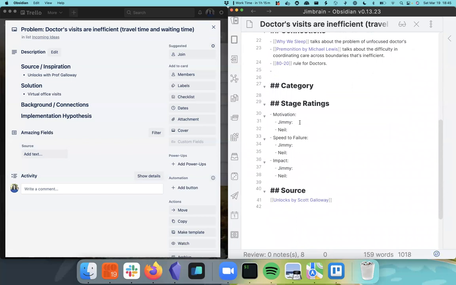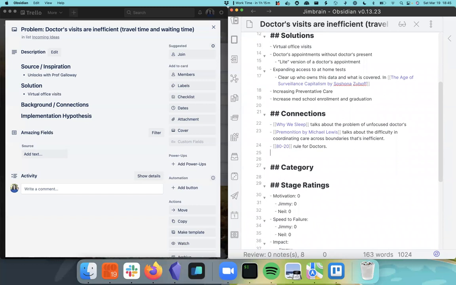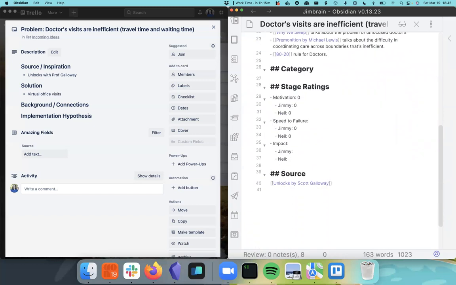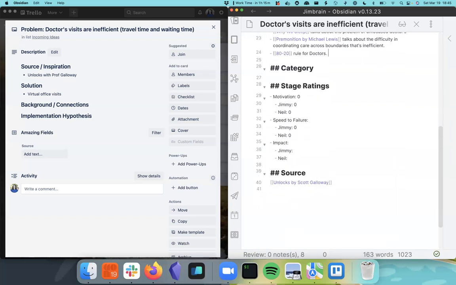Motivation, I give a 0. I agree. As much as I find this really interesting and useful, I don't have much connection to the doctors. Doctors are a different beast, and I don't want to deal with them. Speed to failure, I think that's pretty rough. I give a 0. I agree. Unless it's virtual visits, but those are already kind of being done. And that was a huge lift because you really got to be thoughtful. Amazon is making it easier, to be clear. Amazon has HIPAA certified servers, so you can store data on there. It's a little bit more plug and play.